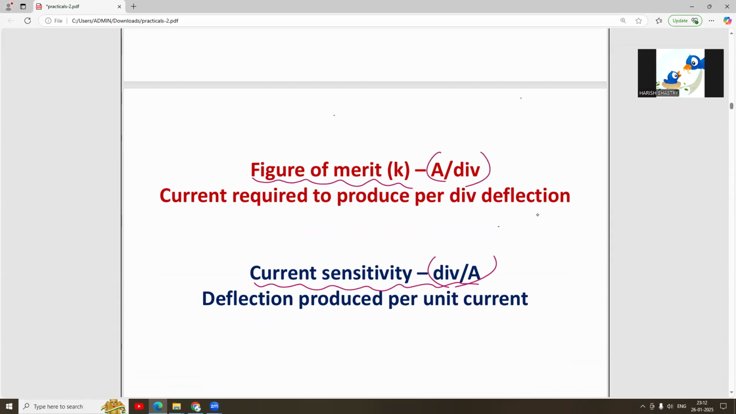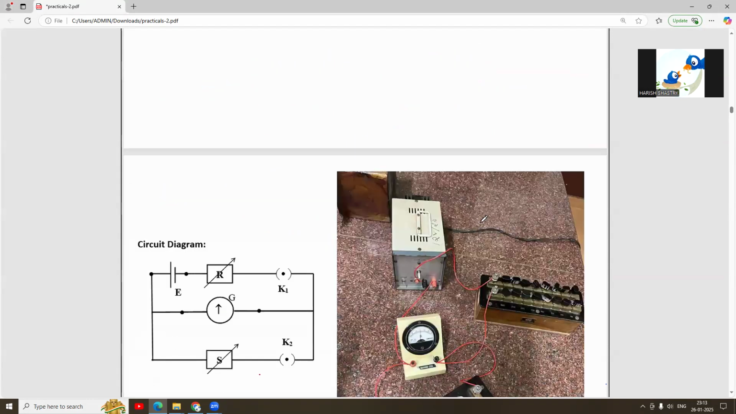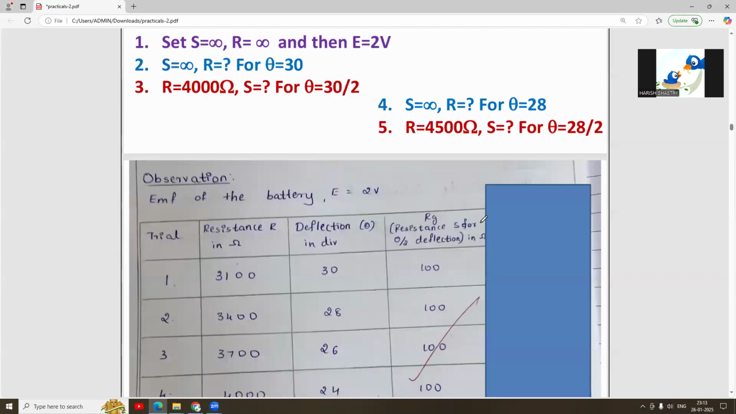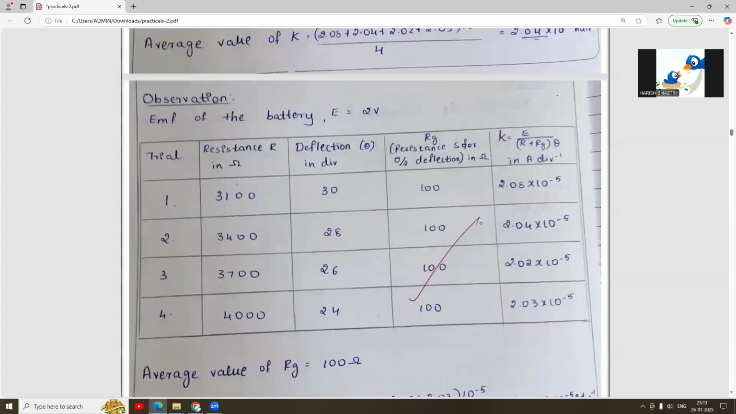Now, the unit of figure of merit can be easily remembered by using the formula that you are using in practicals. So the formula that you are using is here. Yeah, K is equal to... So figure of merit is calculated as K is equal to E by (R plus Rg) into theta. Theta is the deflection, and it is the number of divisions deflection in the galvanometer. Remember, E is in volt, and this is resistance. So this is V by R by divisions. V by R is current. So the unit can be written as ampere per division.